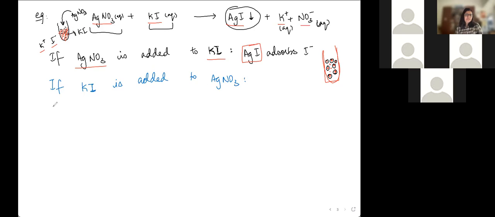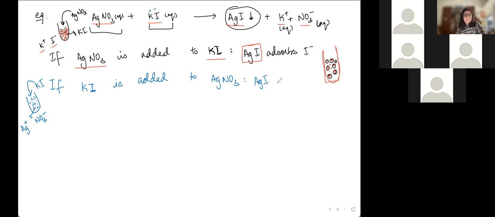So we are taking the reverse. In this case, I'm taking a test tube with silver nitrate solution, meaning I have Ag plus and NO3 minus floating around here. And I am adding KI. Then what happens? KI will dissociate into K plus and I minus. This reaction will happen and AgI will be formed.